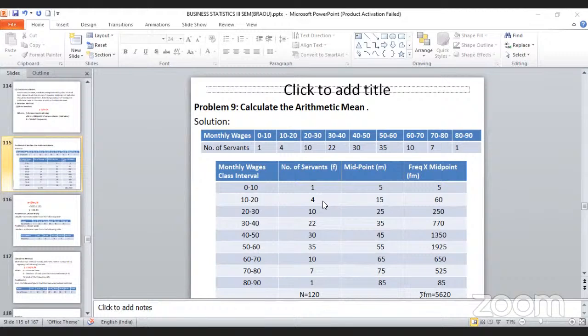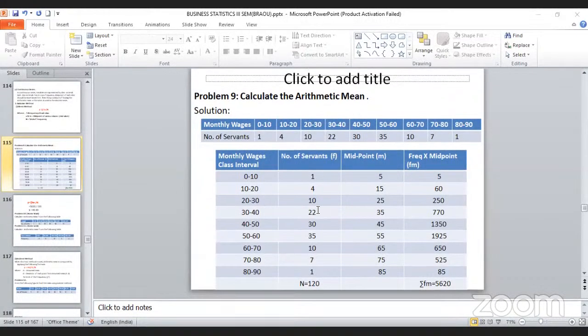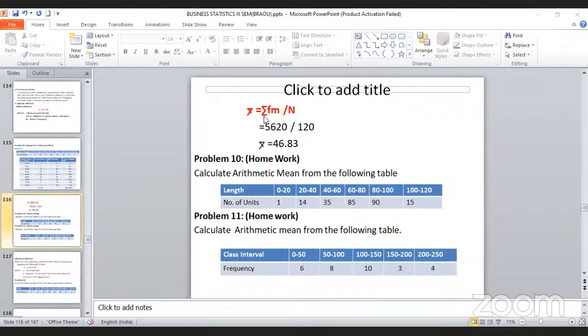Got my point? So here you have to multiply the frequency with the midpoint. When you multiply, you get the value for each class interval. The total will be sigma FM is equal to 5620. So arithmetic mean is equal to sigma FM divided by N. 5620 divided by 120. So the mean value is 46.583. Got my point? Yes, ma'am.